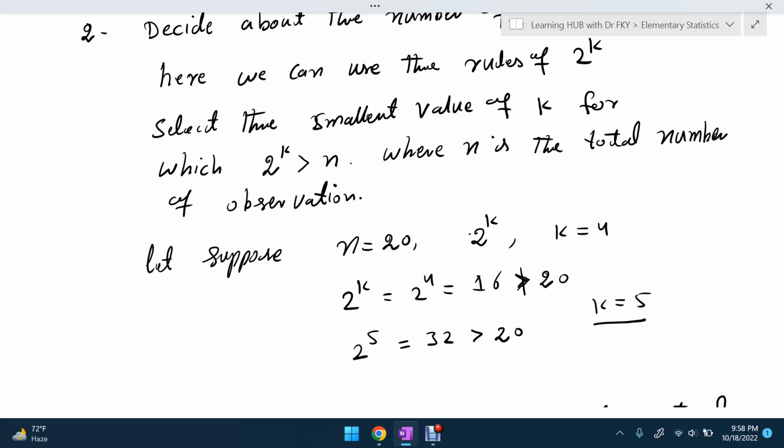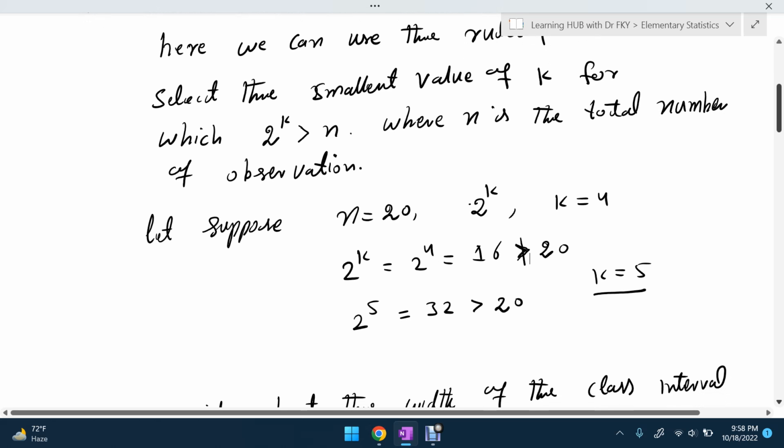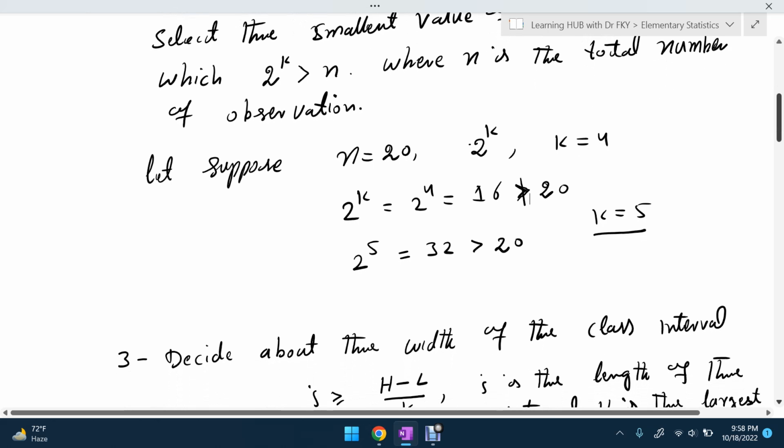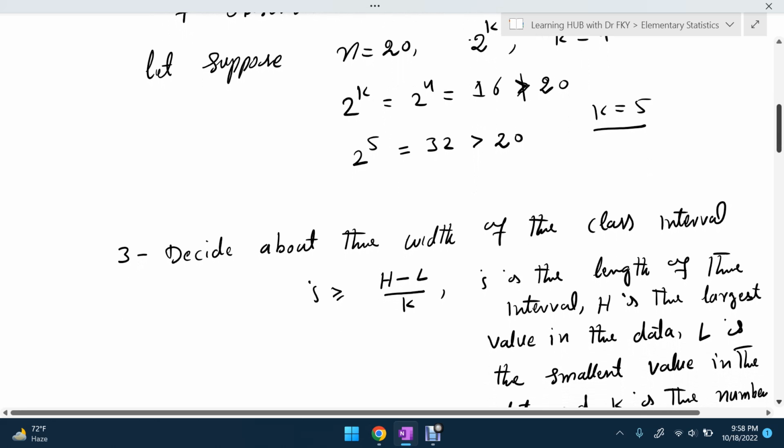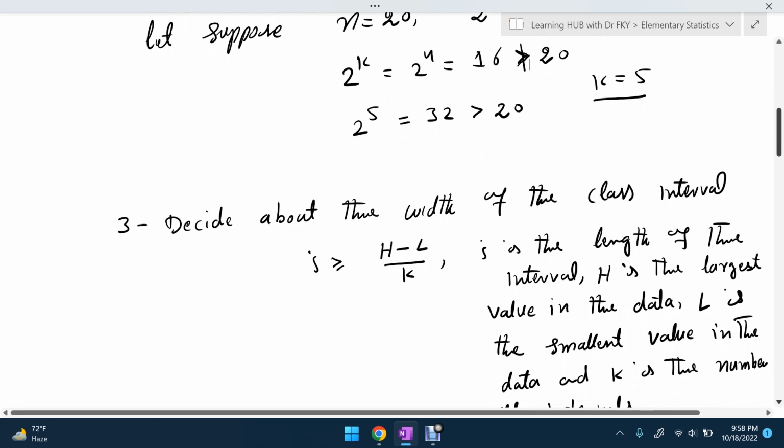Let's suppose k equal to 5. Then 2 power 5 is equal to 32, which is greater than 20. Therefore, k is equal to 5. This means that for this data set, in which you have 20 values, you can make 5 class intervals. You can do this for your data according to the number of observations in your data.